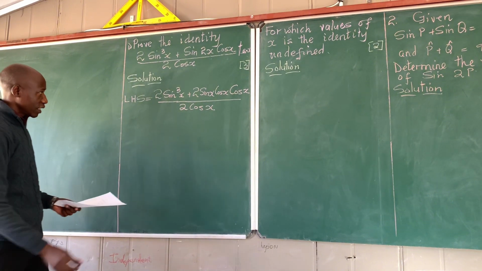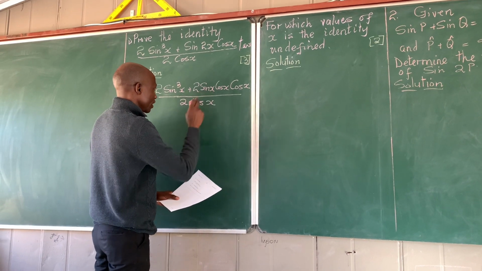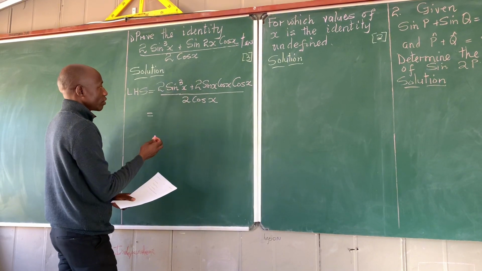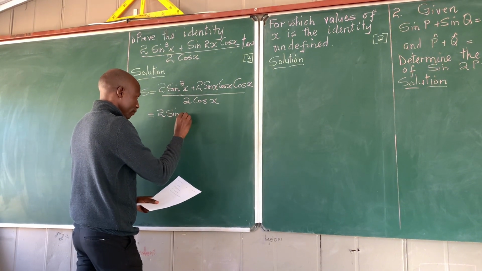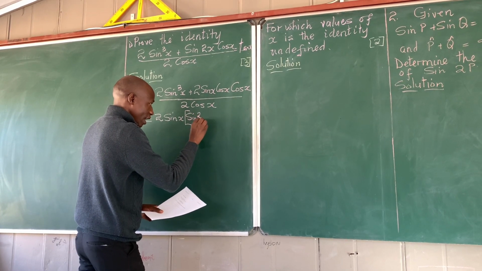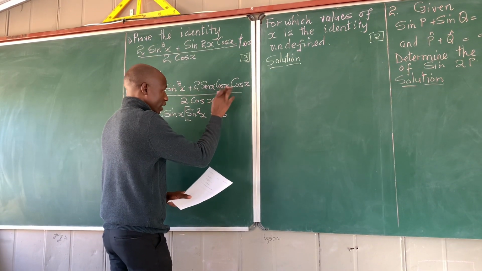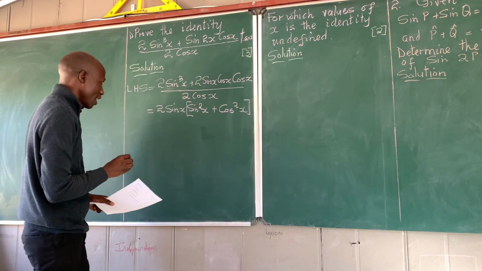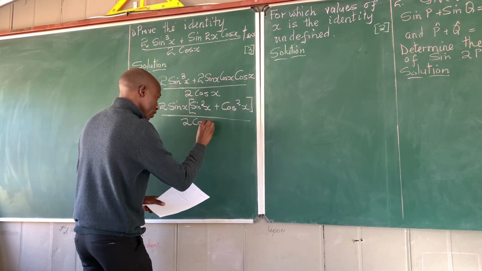Now, if you check this expression, we have a common factor, which is sine x. We can even take out a 2. So we take out 2 sine x, of this one remains sine squared x, and then plus cos x times cos x, which gives us cos squared x. Oh, this is nice, it's almost done. Then this is all over 2 cos x.